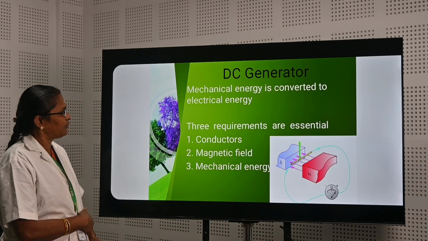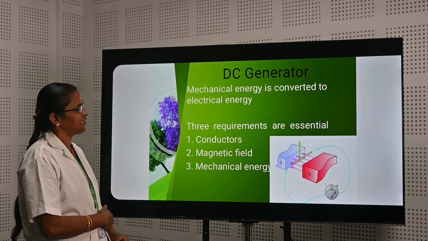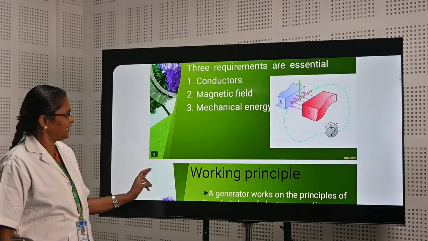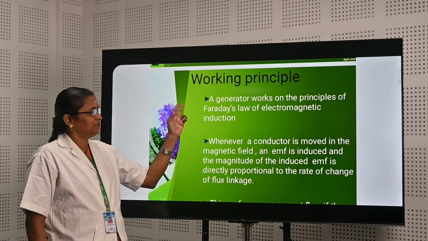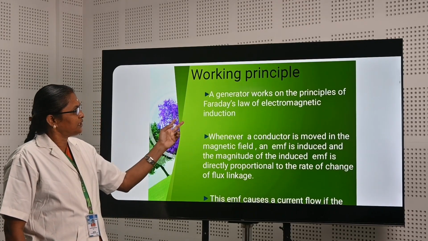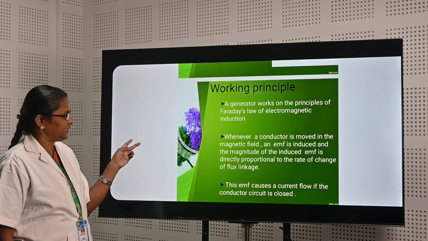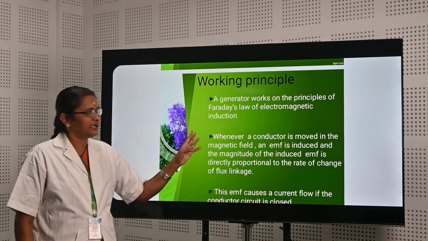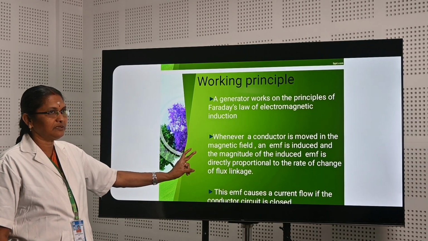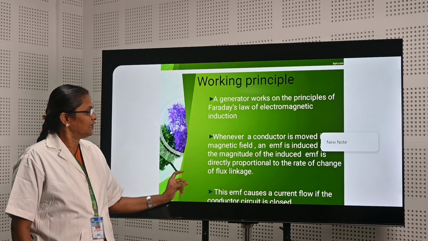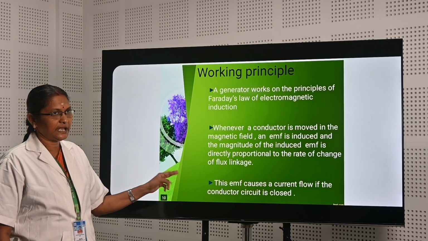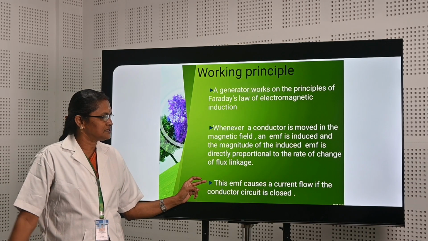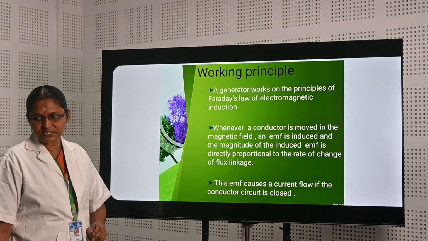There are three requirements essential in a DC generator: conductor, magnetic field and mechanical energy. So the DC generator works on the principle of Faraday's law of electromagnetic induction. The explanation is, whenever the conductor is moved in the magnetic field, an EMF is induced and the magnitude of the EMF is directly proportional to the rate of change of flux linkages. This EMF causes a current to flow if the conductor circuit is closed.